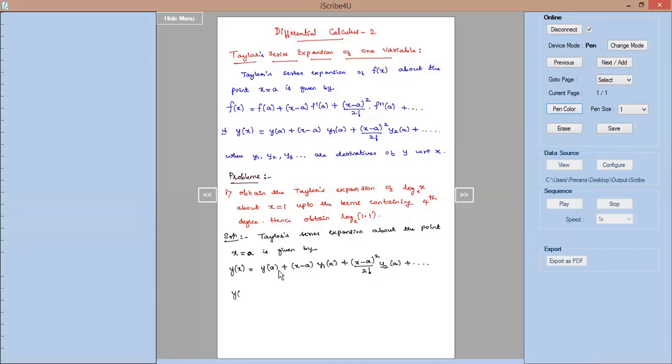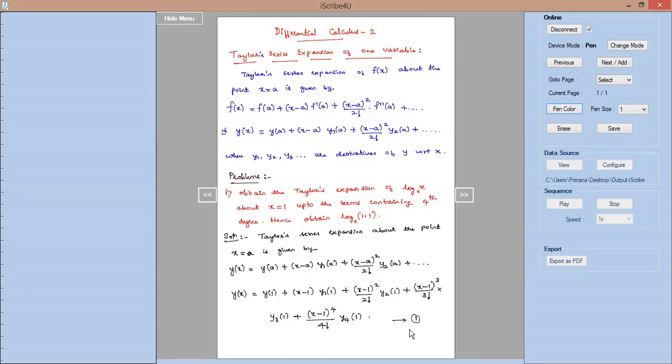So y of x is given by y of 1 plus (x minus 1) into y1 of 1 plus (x minus 1) whole square divided by 2 factorial into y2 of 1, plus (x minus 1) whole cube divided by 3 factorial into y3 of 1, until 4th degree term. So one more term we will include, (x minus 1) whole power 4 divided by 4 factorial into y4 of 1. So this is our required formula until 4th degree term. Let us call this equation 1.